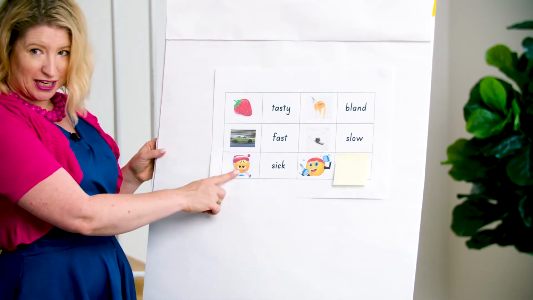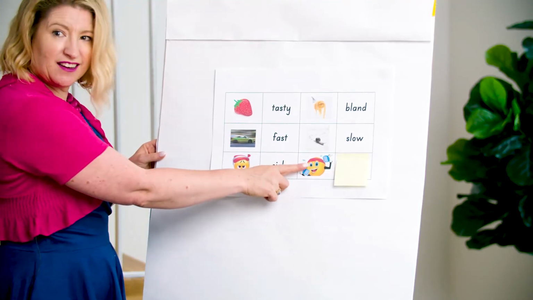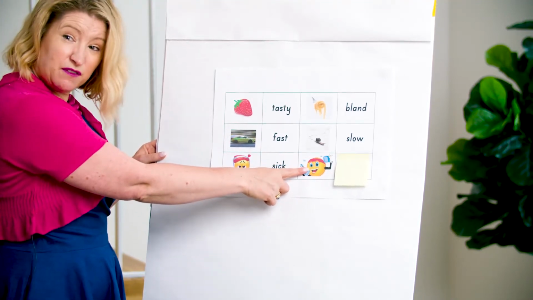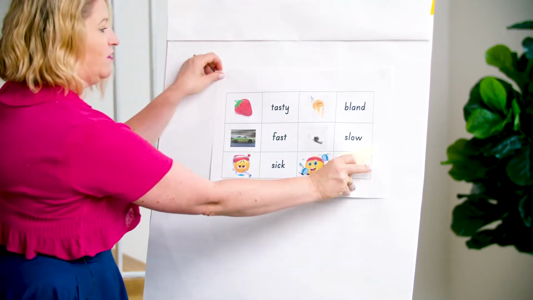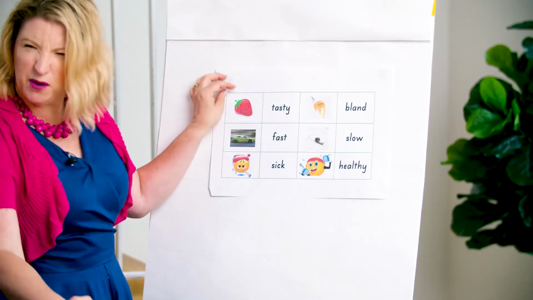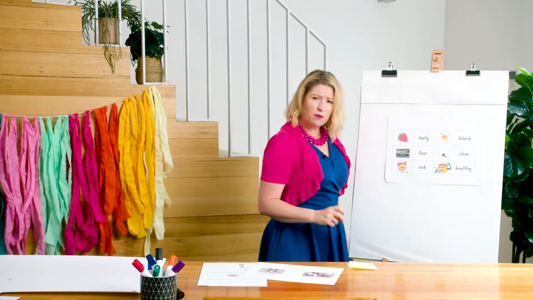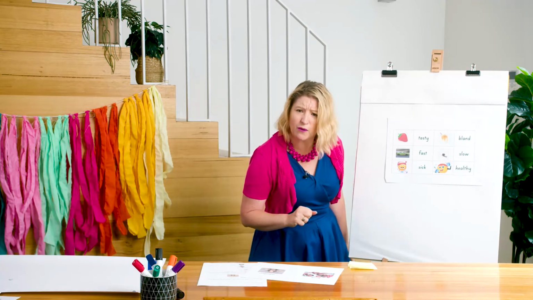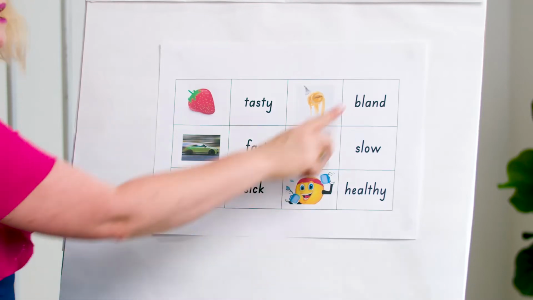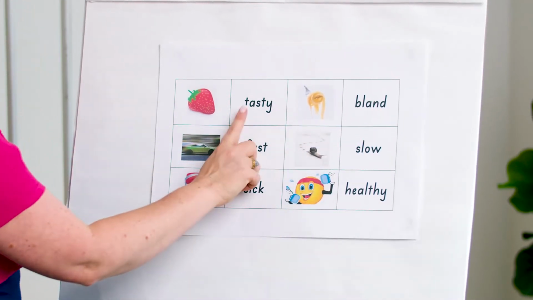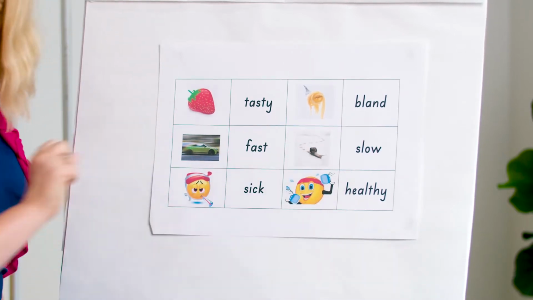How about this one? Got our poor little sick emoji. And then this one's not sick. They're the opposite of sick. If you're not sick, you might be healthy. I hope you're healthy. I hope you're not sick. I hope you are healthy. Even though you're watching this from home, I hope you're healthy while you're watching this at home. Antonyms mean the opposite. Tasty, bland, fast, slow, sick, healthy.